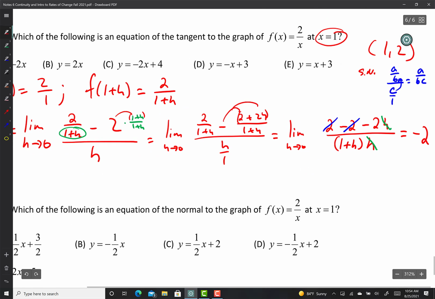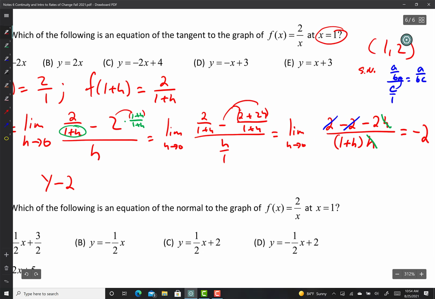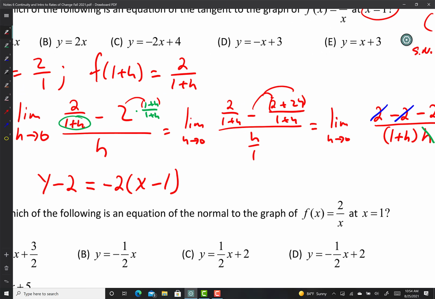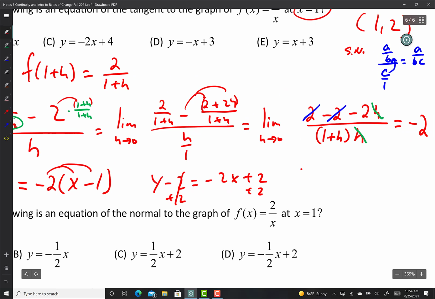Here we go. I still got some room down here. I'm going to write y minus 2. That is the coordinate. Then negative 2 is my slope, x minus 1. And I'm just going to solve for y. y minus 2 equals negative 2x plus 2, and then add 2, so your tangent is y equals negative 2x plus 4.